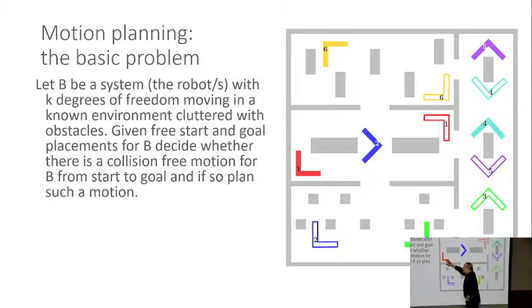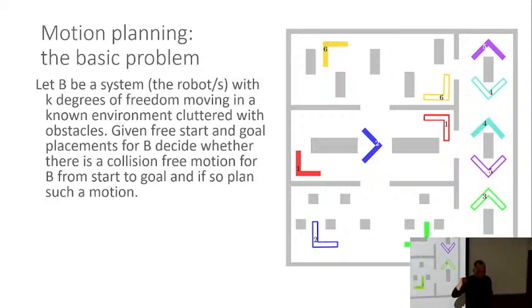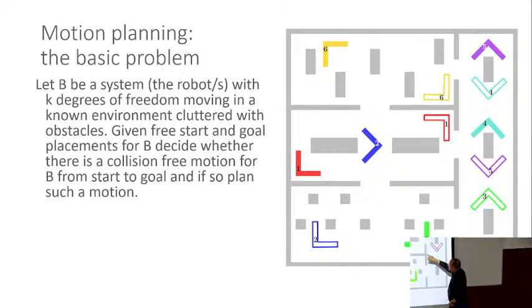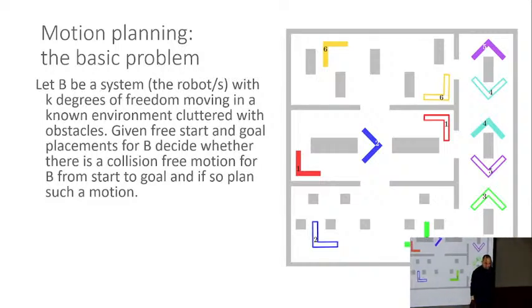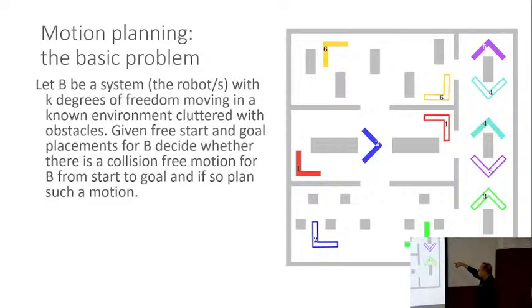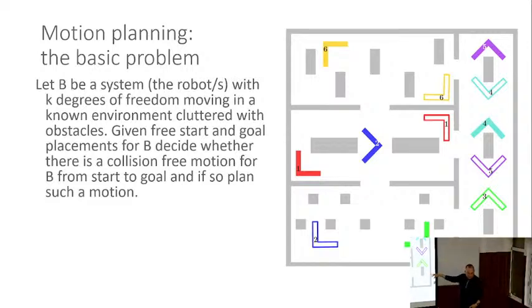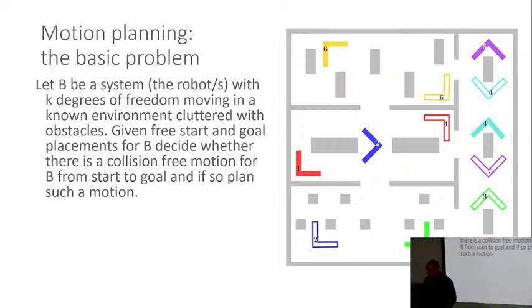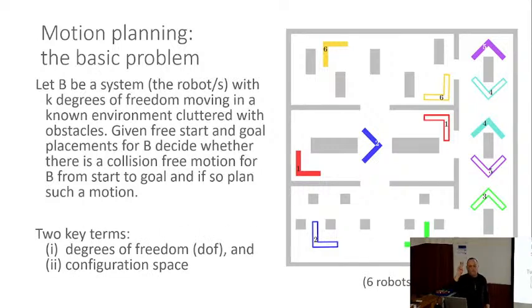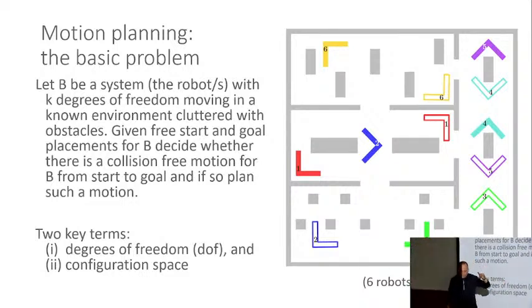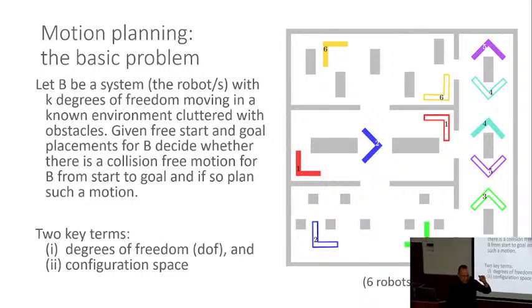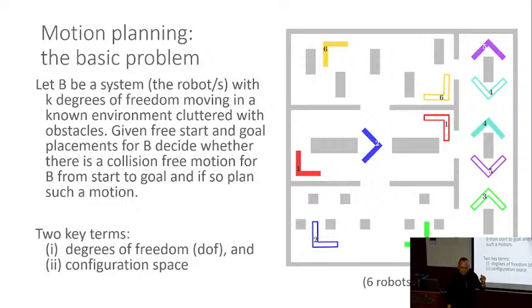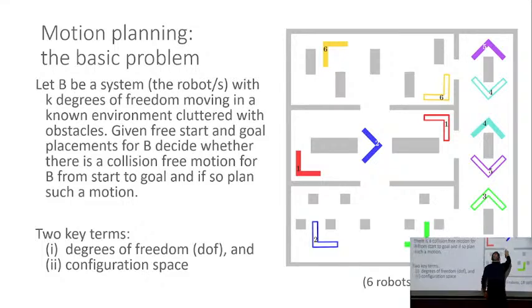It consists of 6 robots, those L-shaped robots with full color, and each of them has a respective target. And you want to move them in this room while avoiding the gray obstacles and avoiding each other. You don't need to know robotics to understand what I'm talking about. You need to know 2 terms. One of them is the number of degrees of freedom. The number of degrees of freedom of an individual robot is the minimum number of real parameters that determine each configuration of the robot. So for this type of robot, it's 3 parameters.